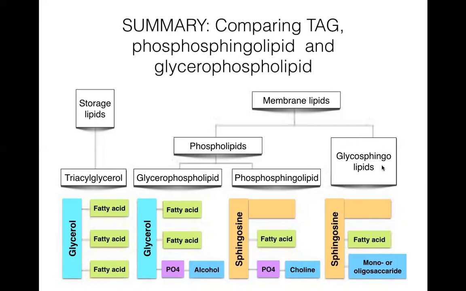Now, similar to the phosphosphingolipid, but exclusively found in the brain, is the glycosphingolipid. So how is it similar? Well, the backbone is sphingosine. Esterified to it is a fatty acid. But what makes it different? The head is a sugar, either a monosaccharide or an oligosaccharide.